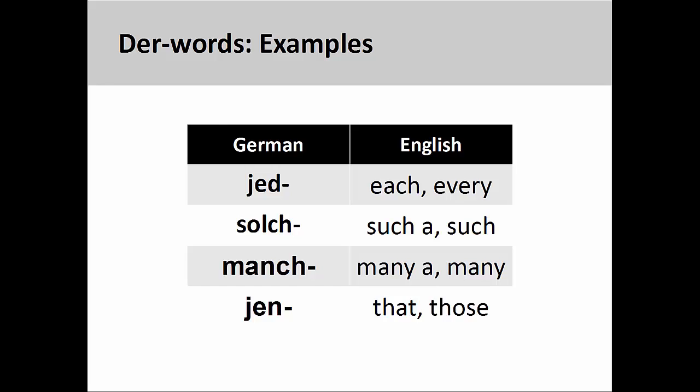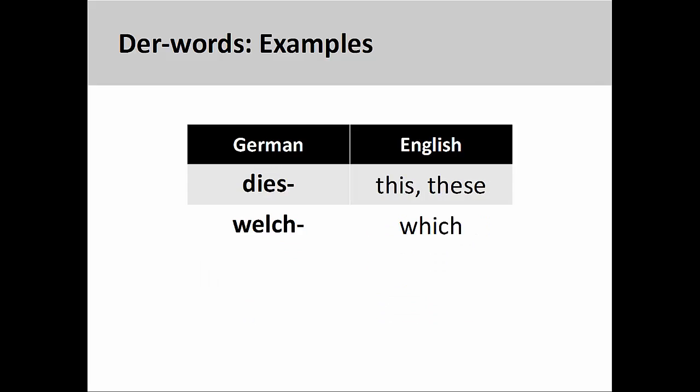Like definite articles, the endings for these der words are determined by the number, gender, and case of the noun they modify. I will give you some examples on how to do this at the end of this presentation. Two der words you will use a lot are dies, this, these, and welch, which. It is important to note that der words can sometimes also be called diese words.